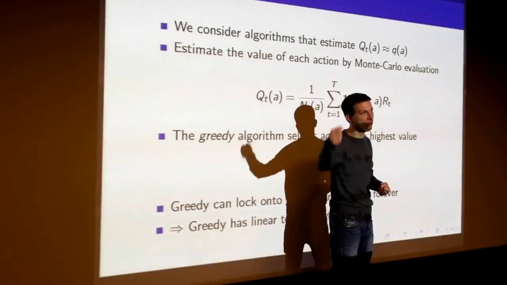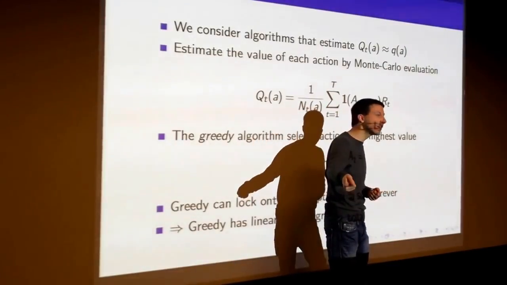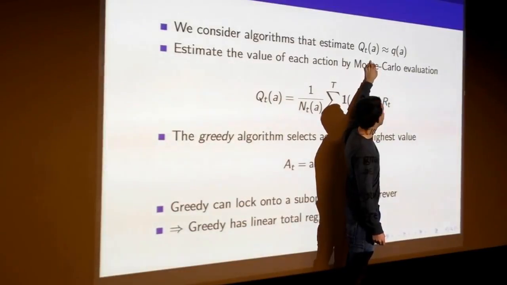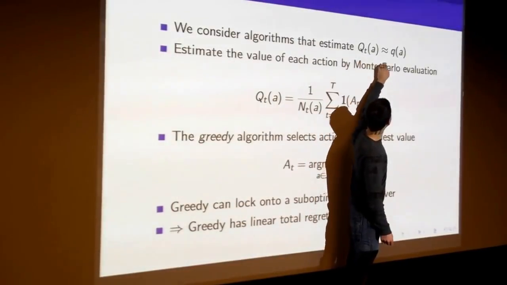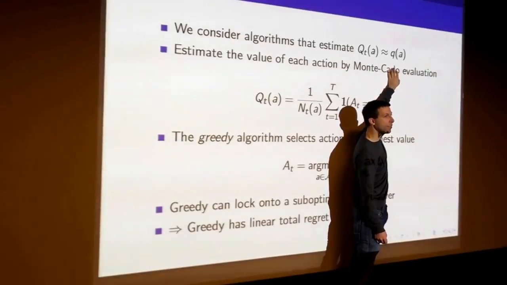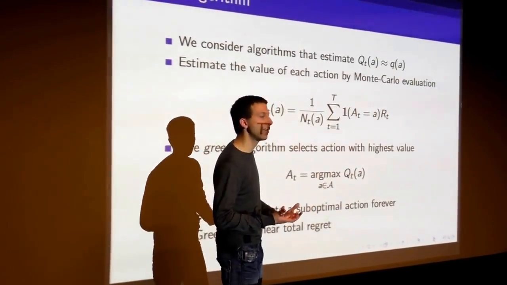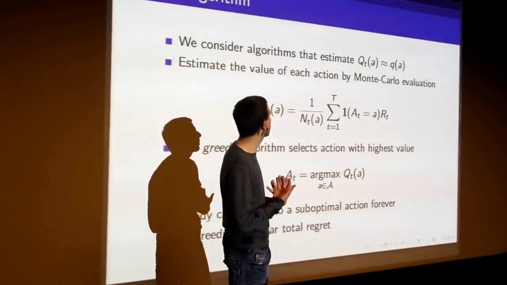So if I've tried this arm and I got 10, and then I try this arm again and I got 8, now we think that our Q of A for that arm is 9. And so that's the way we're going to estimate the true expectations of rewards. Think of this as the normal way, just like Monte Carlo learning. This is the normal way that we estimate values.